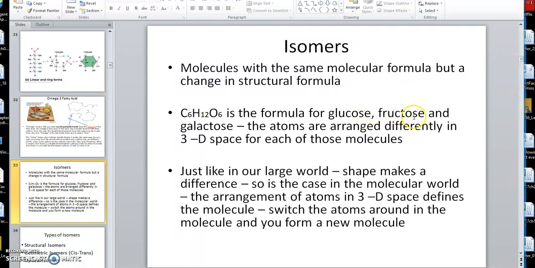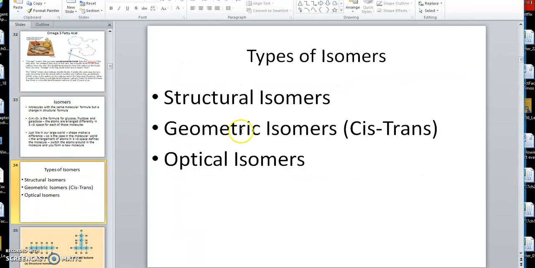So in this case, C6H12O6, which was the formula we said for glucose, is also the formula for fructose and galactose. It's just that the atoms are arranged differently in the molecule in 3D. So when you look at isomers, there are different types of isomers. We have structural isomers, geometric, and optical. I'm not going to get very heavy.